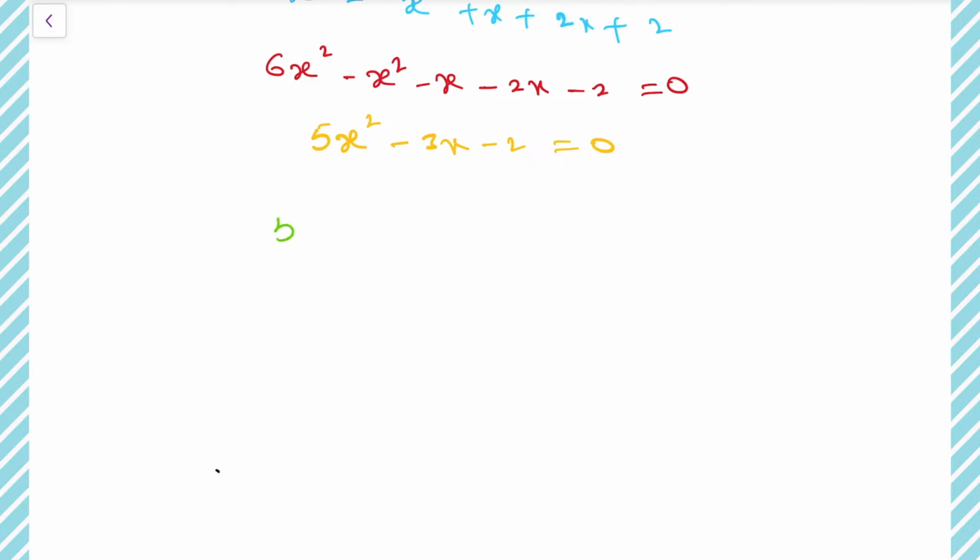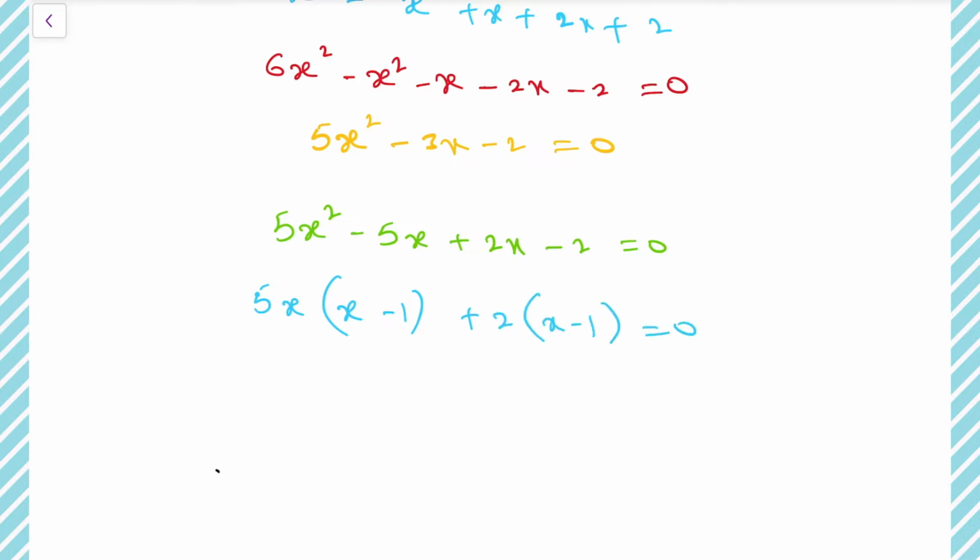So 5x square as it is. This middle term I am writing as minus 5x plus 2x minus 2 equals 0. Now from the first and second term we can take out 5x common. So if I take out 5x common, then x minus 1 remains. Here plus 2 common, x minus 1 equals 0. Then finally we are left with 5x plus 2 into x minus 1 equals 0.